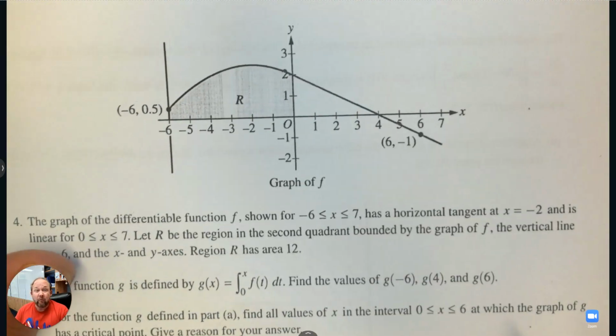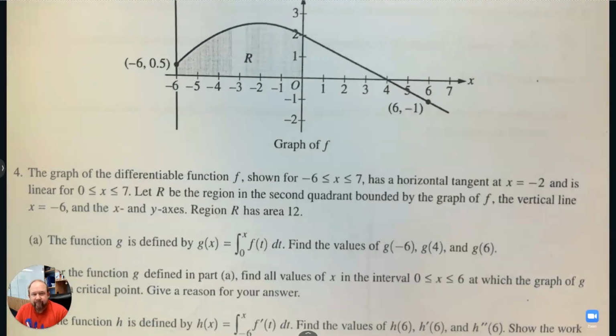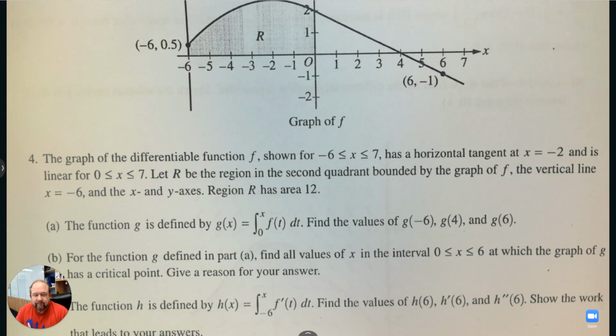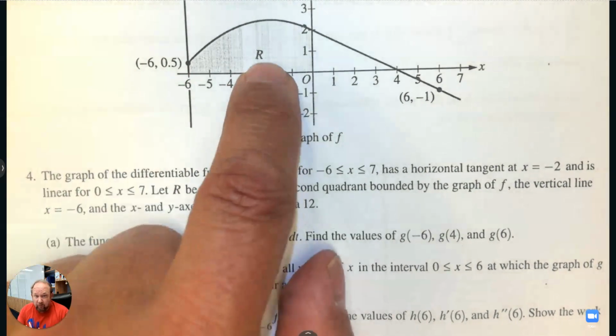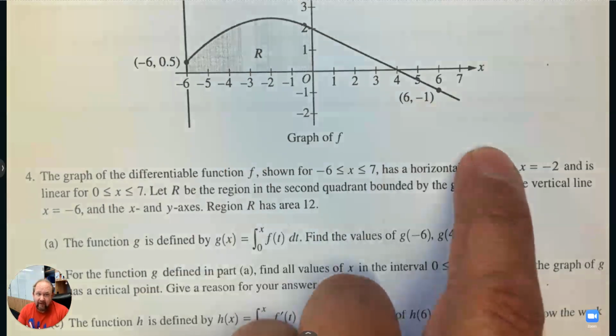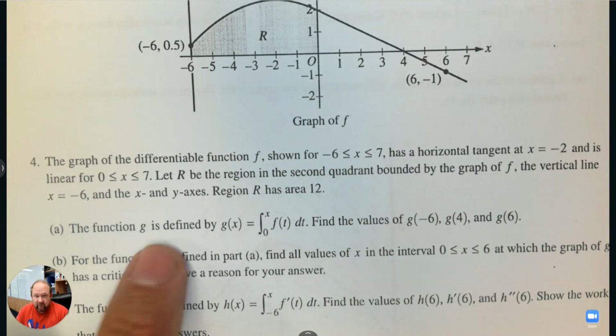Number 4 is a graph question. We had a table question, we had a graph question, we had a diffie-q. I don't know if there's a rate story. I think that's one they didn't do. Okay. So you have a graph. You're told what this area is. The area of that is 12, and that this is a line. So these are triangles. And then you have the function defined as this.